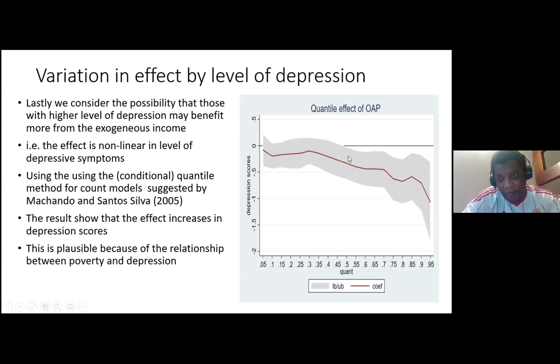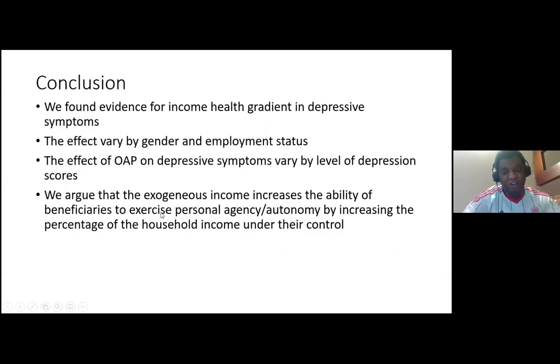As you can see, as we move to the upper part of the depression distribution, the effect is negative and significant. It's larger at the upper part of the distribution. So that means the old age pension actually has more effect on those whose depression scores are initially higher. So that is all of the analysis.